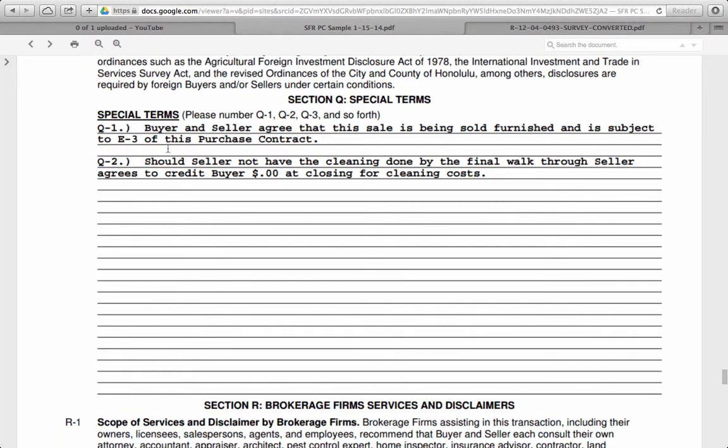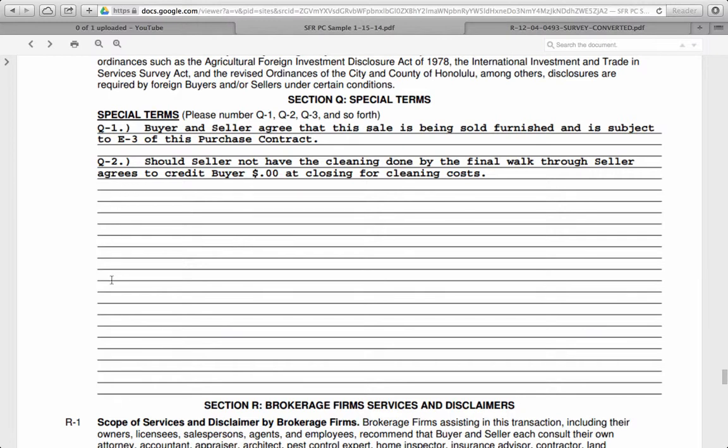Q2, another sample would be, like I mentioned when we were talking about the cleaning, that should seller not have the cleaning done by the final walkthrough, seller agrees to credit buyer, and then of course you would put in the amount, like $550 or whatever, for cleaning costs. Other things to consider are appraisal language. Maybe if it has a boat dock, you want to have something in writing that that boat dock belongs to that property. Parking stalls, asking a seller to provide proof of parking stall information within so many days.